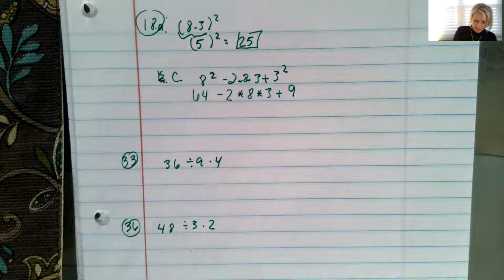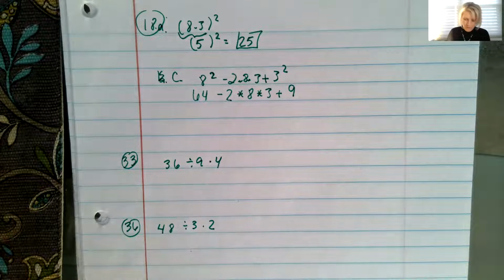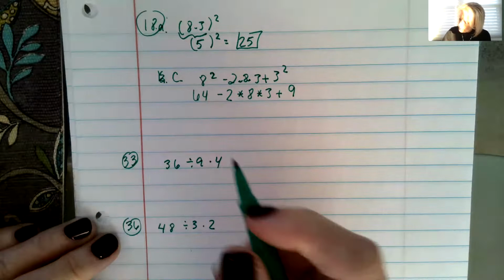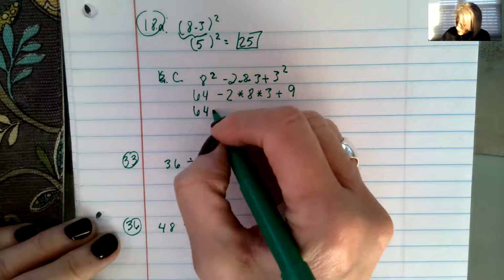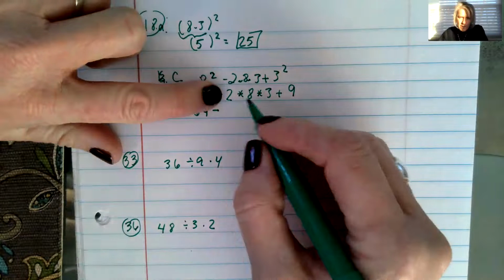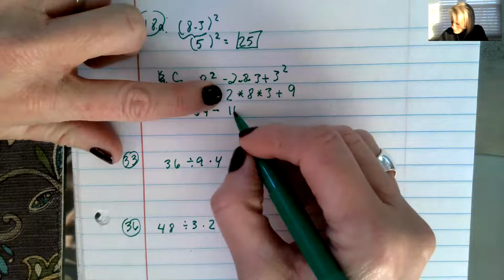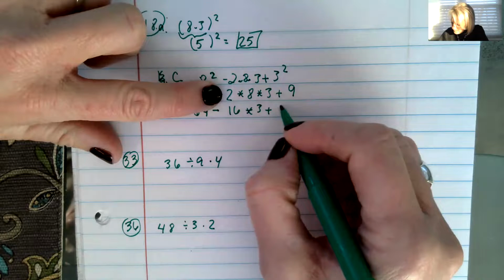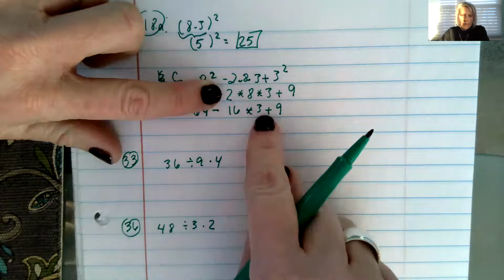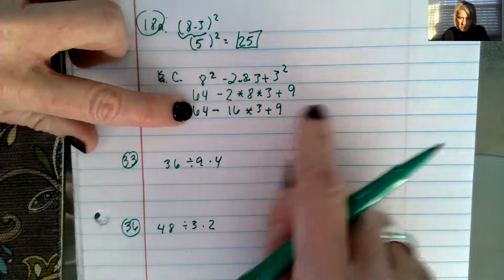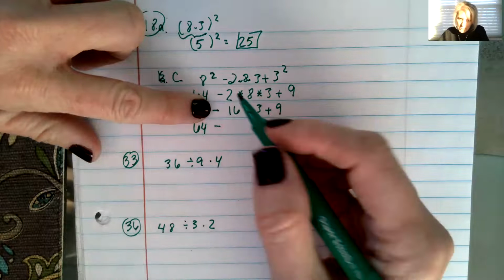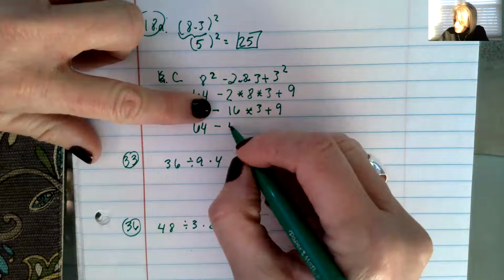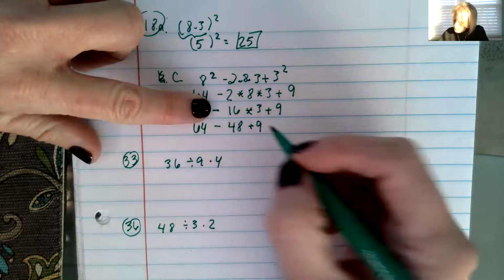And then we are going to look at the multiplication next. So I'm just going to write 64 subtracting, and then I'm going to say 2 times 8 is 16. And you could have also multiplied by the 3 at the same time, but I'm kind of doing it in a couple steps. So then again, I'm going to write 64 minus, and then 16 times 3. We have to finish up the multiplication first. And that is 48 plus 9.